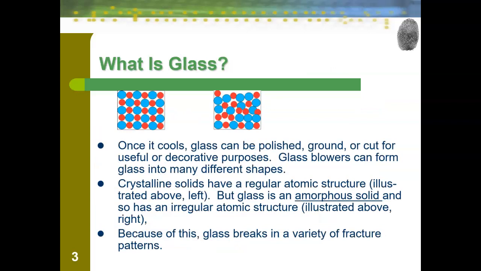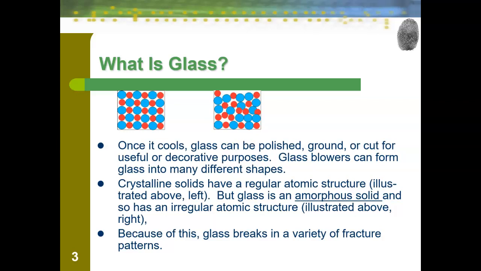So what is glass exactly? Once it cools, glass can be polished, ground, or cut for useful or decorative purposes. And glass blowers can form glass into many different shapes, not just flat panes. So we can do a lot of different things with glass.